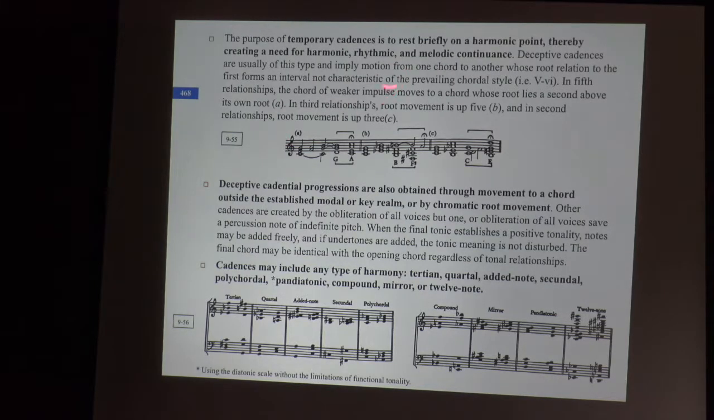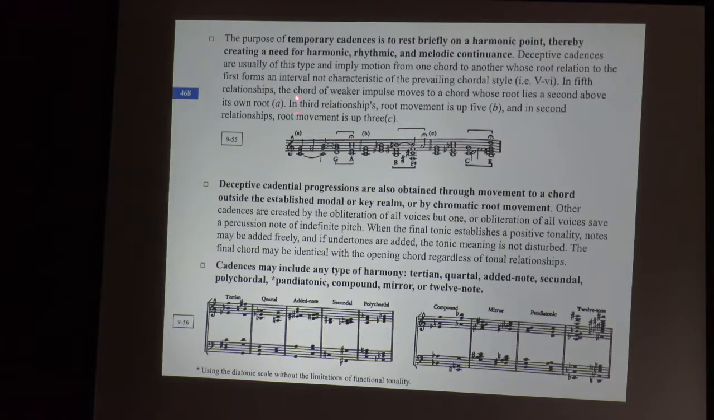The purpose of temporary cadences is to rest briefly on a harmonic point, thereby creating a need for harmonic, rhythmic, and melodic continuance. Deceptive cadences are usually of this type and imply motion from one chord to another whose root relationship forms an interval that's not characteristic, right? So 5 to 6, that's not characteristic of finality. That's why we call it deceptive.